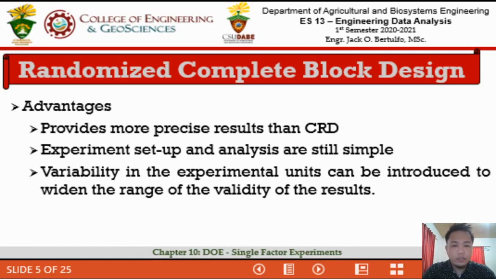So what is the advantage of this? It provides more precise results than CRD because we have this blocking efficiency. Then the experiment setup and analysis are still simple. Then variability in the experimental units can be introduced to widen the range of validity of the results. So it's really applicable if you're doing a field experiment, or, let's say for agriculture, when you conduct the experiment on plots where you plant. So RCBD is really important.